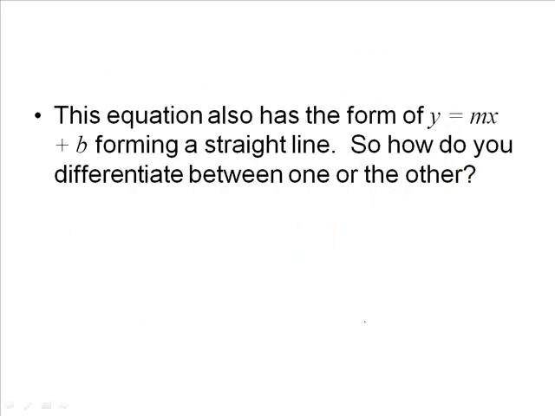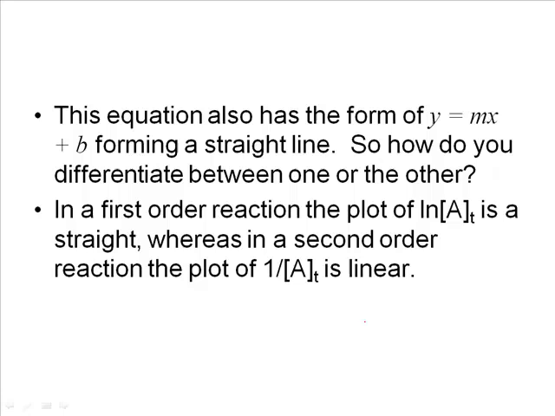And so how do you differentiate between one or the other? In a first order reaction, the natural log of A at time t forms a straight line. Whereas if it's a second order reaction, the plot of 1 over A at time t forms a straight line.